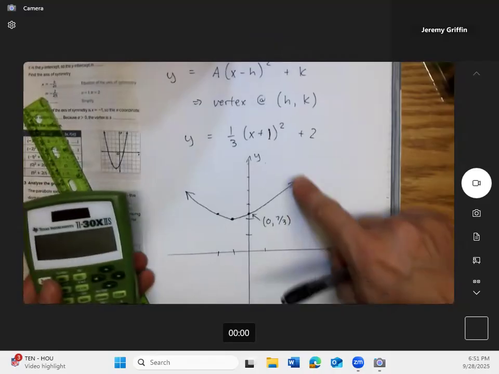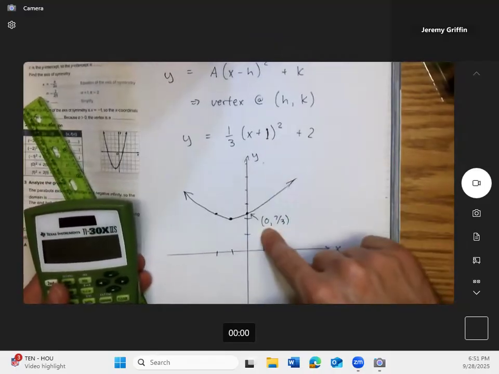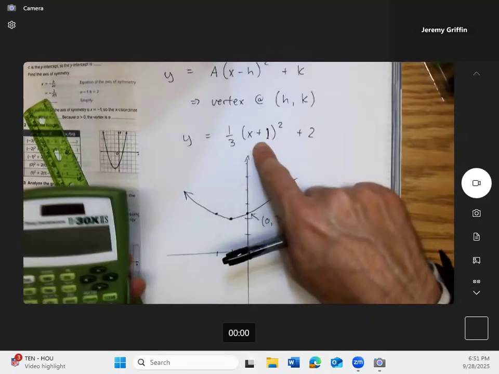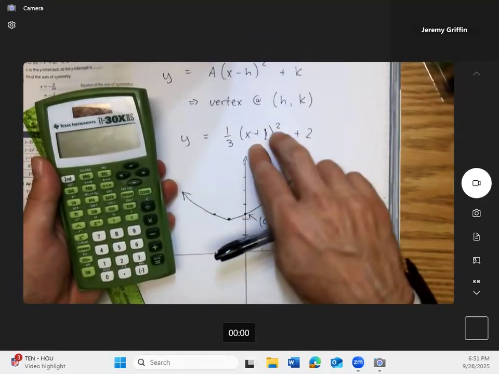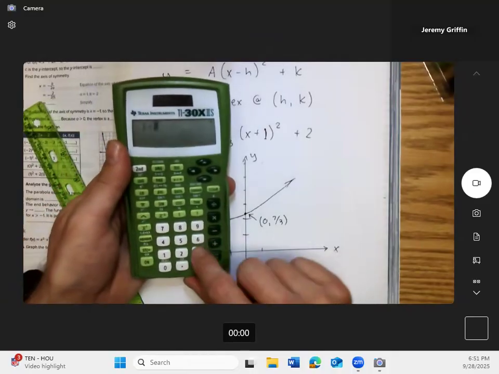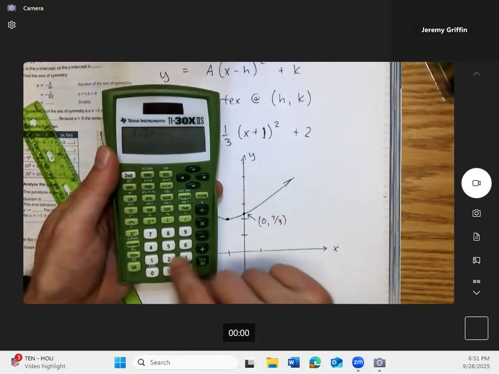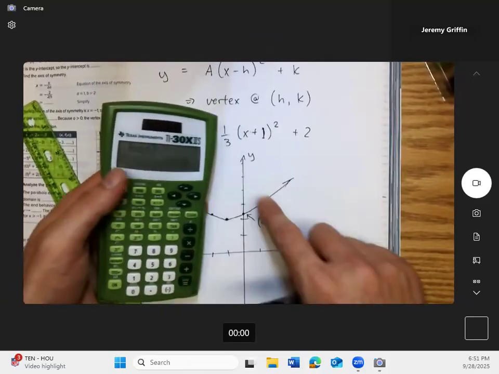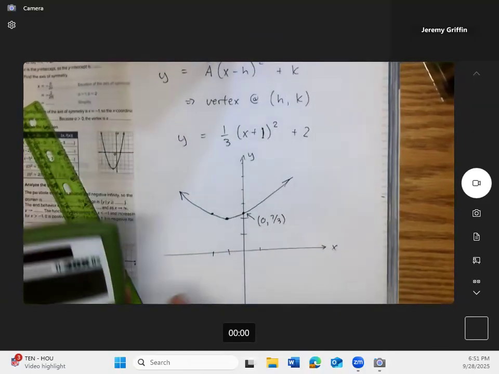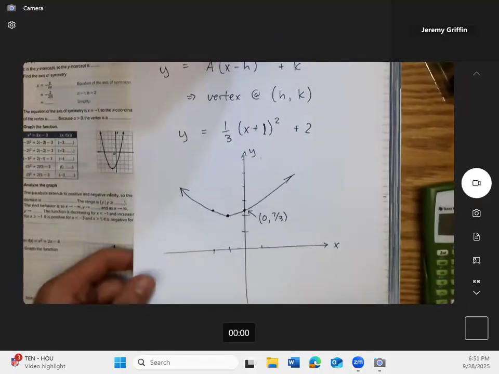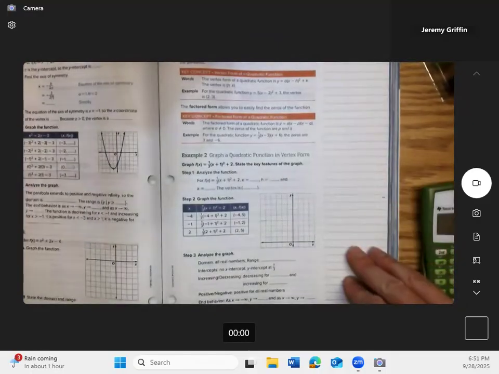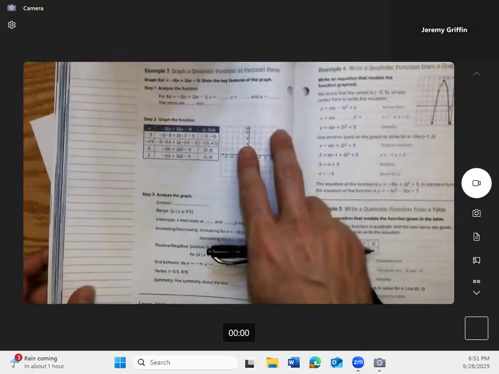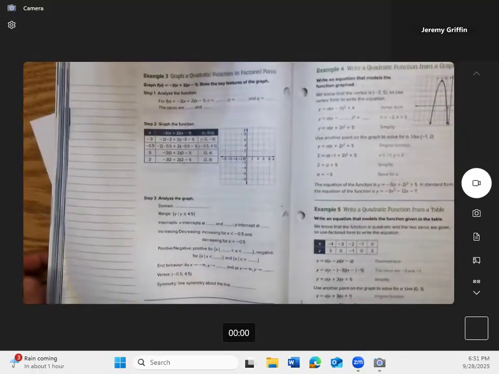If I plug in 0 for x, I should get 7/3 for y. See, 0 here, that's 1. 1 squared is 1, times a third is a third. 1/3 plus 2, that would be 7/3. That's exactly what it is. Did they give us a graph? Oh, no, they didn't. I thought they would have. But that's what it will look like anyway. So you can do that version. Okay, graph the function. That was vertex form.